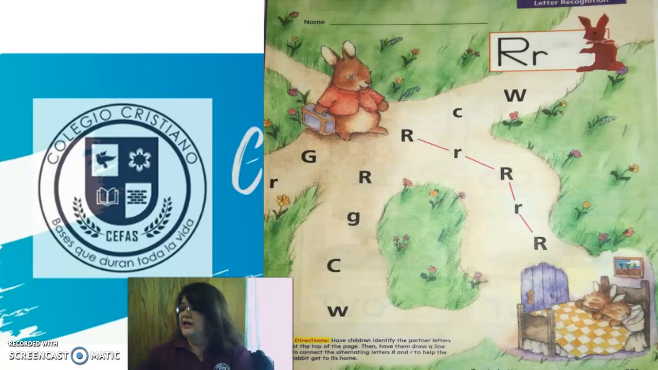Then we have a letter R. Some rabbit. Please complete with capital letter and small letter the way. Completemos con la letra R, mayúscula y minúscula, hasta llegar hasta la casa. Complete. Draw a line.